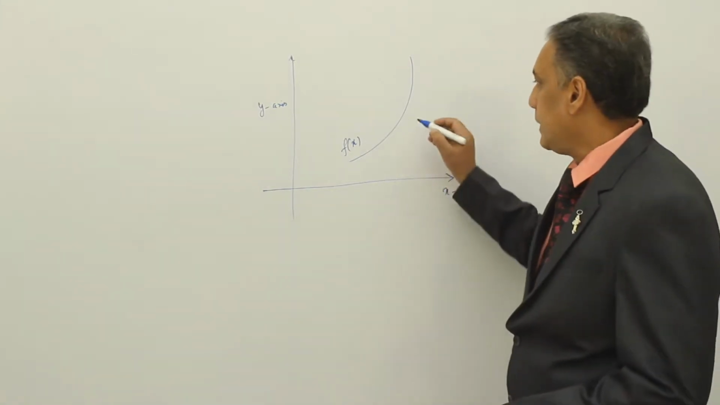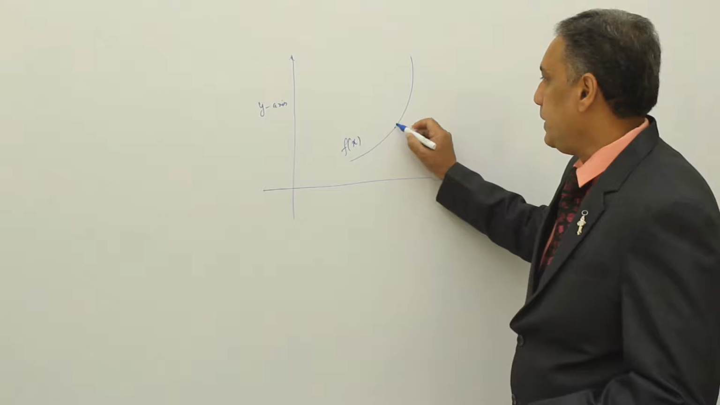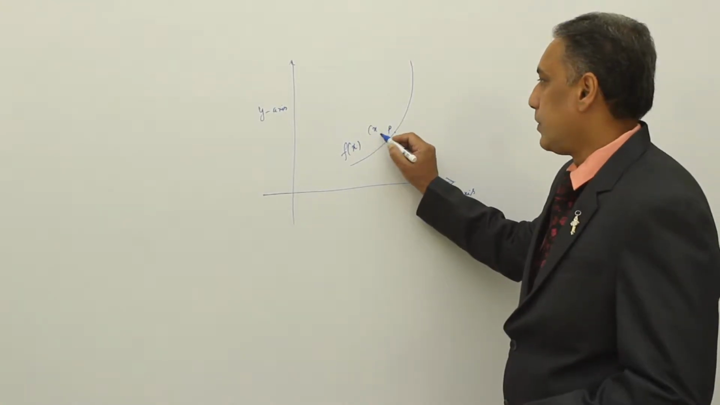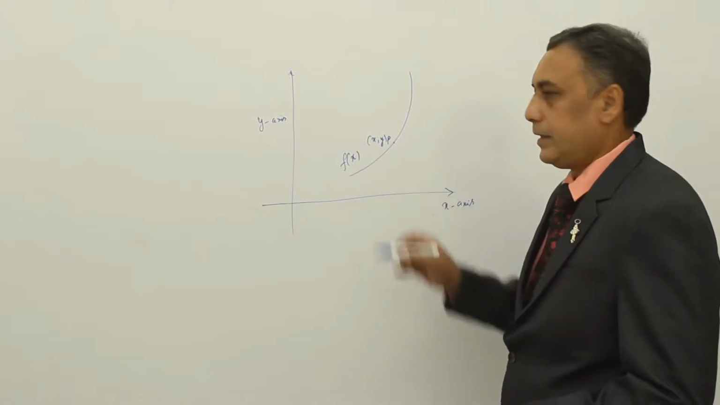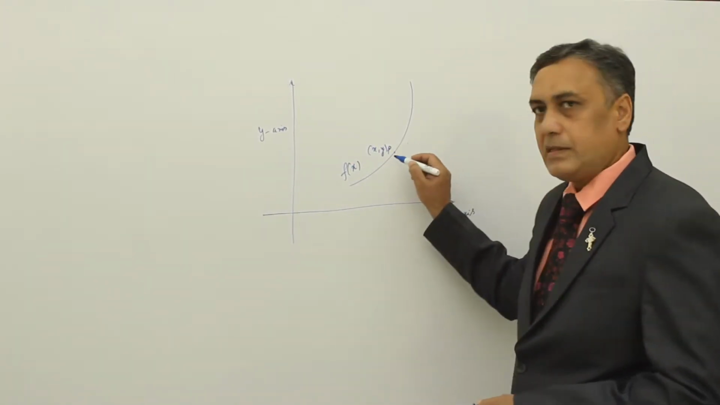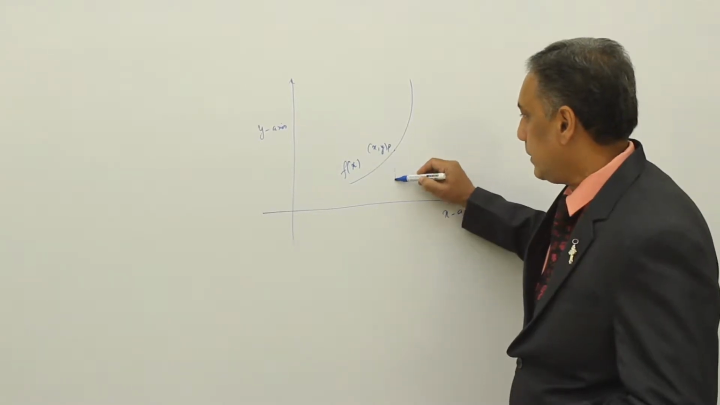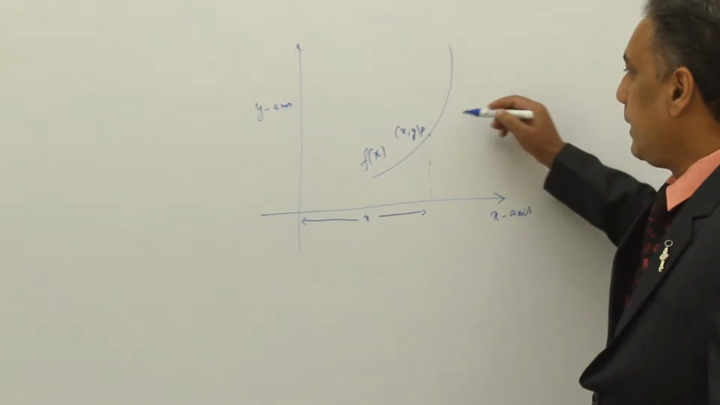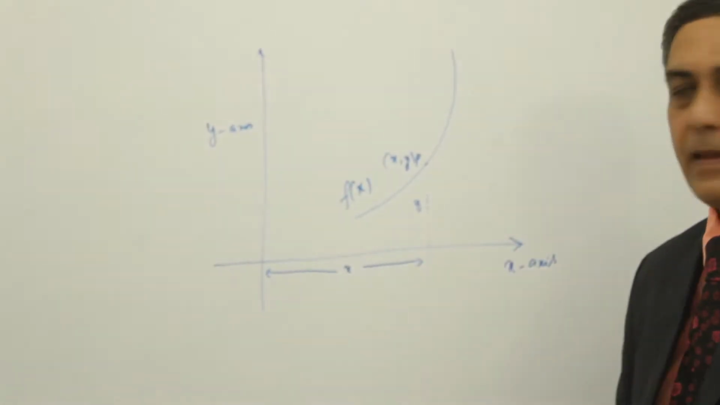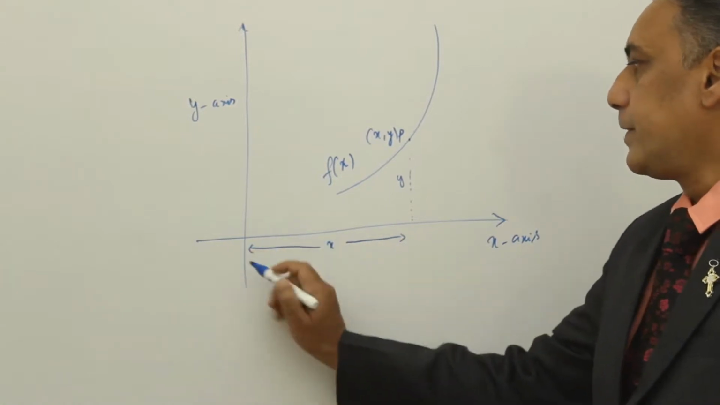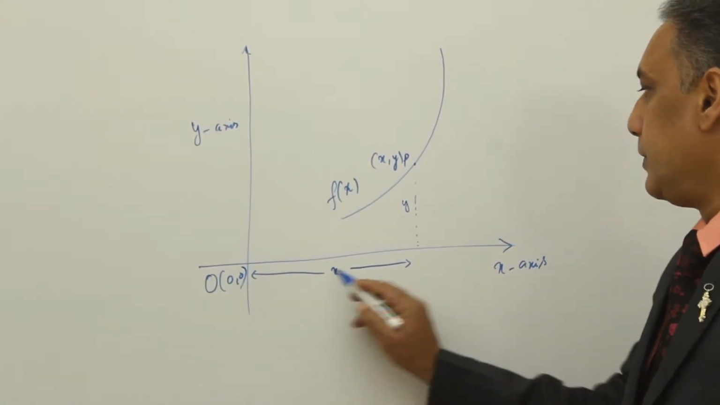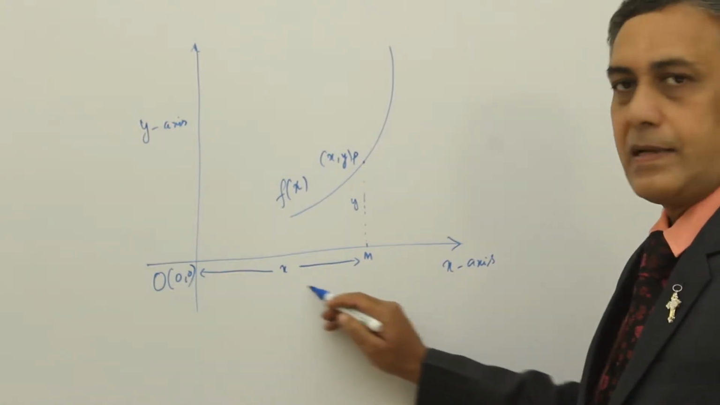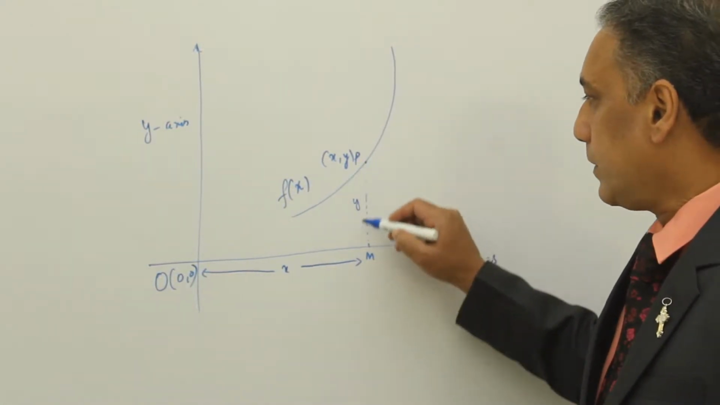On this curve, let point P be (x, y). What it means is, if you drop a perpendicular over here, then this distance is going to be x and this distance is going to be y. That's what it means. P of x comma y means the distance from the origin (0, 0) to this point: x units along the x-axis and y units along the y-axis.